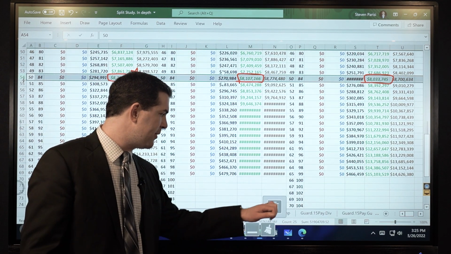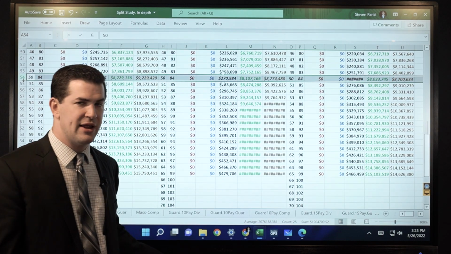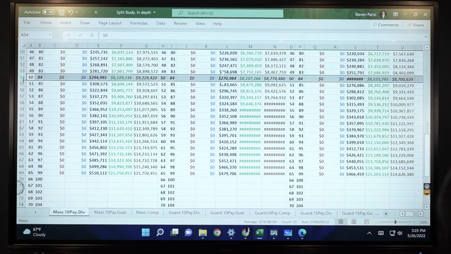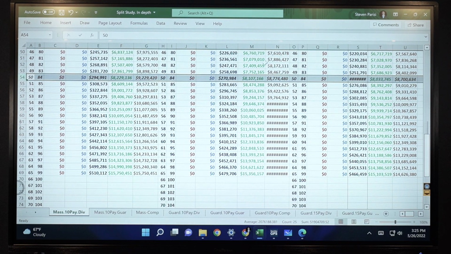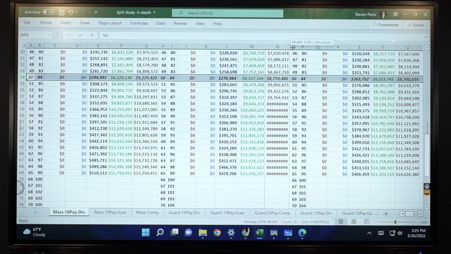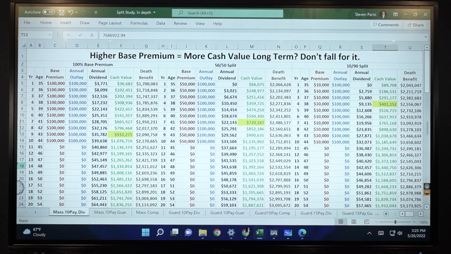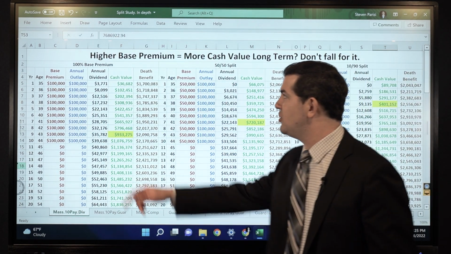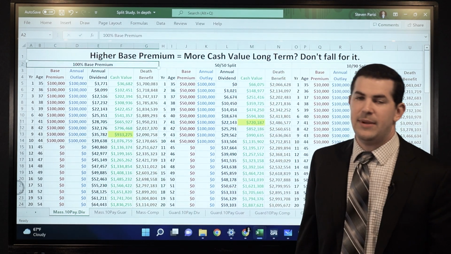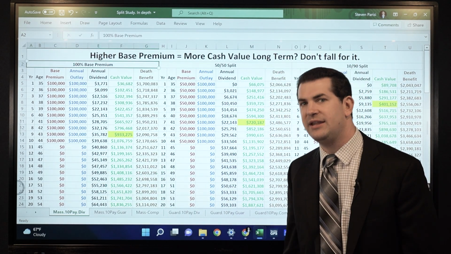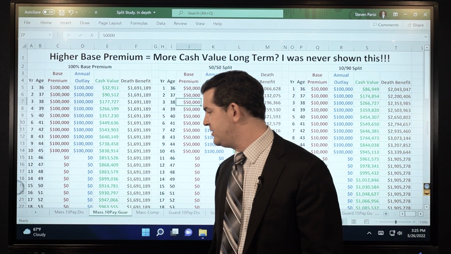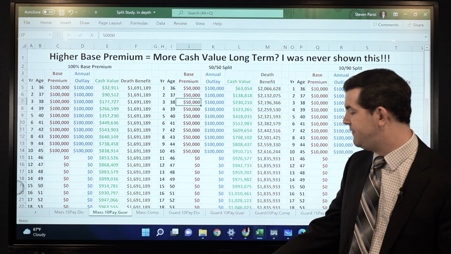If I stop there, what do you think as a potential policyholder? Wow, I must have more money long-term. High base premium policies do generate more money long-term, right? That 1090 does not produce the most cash value long-term, even though it gives me more upfront. So if I stop there, think of it this way, going back to the compensation: could I justify this policy? Maybe, but then what about the guarantees? Let's look at the same example side by side. This is very important.